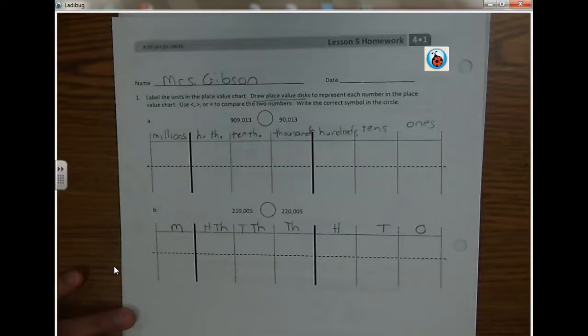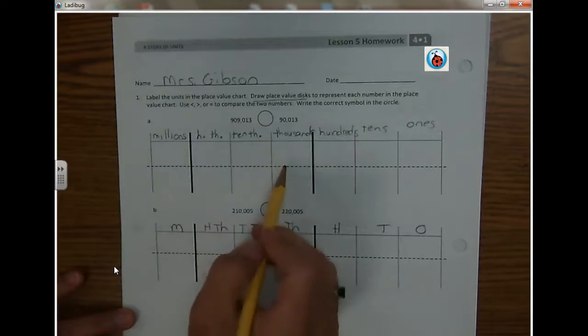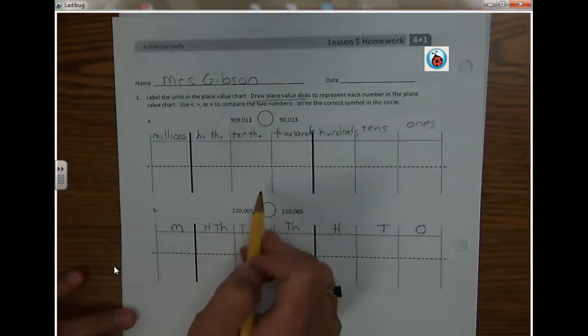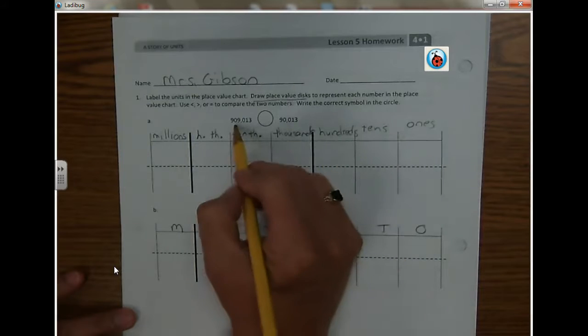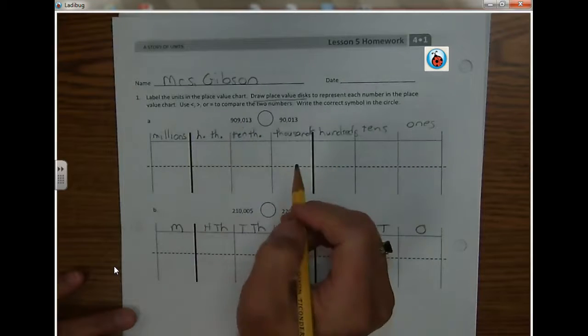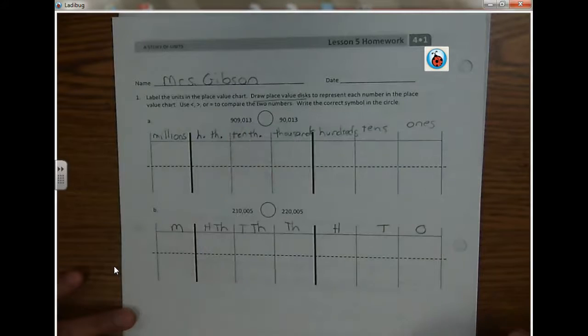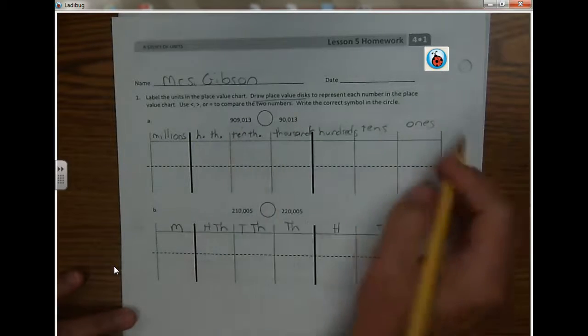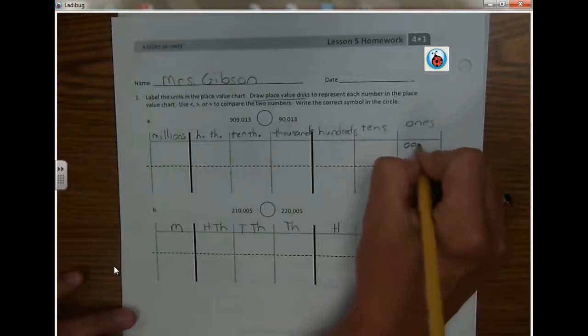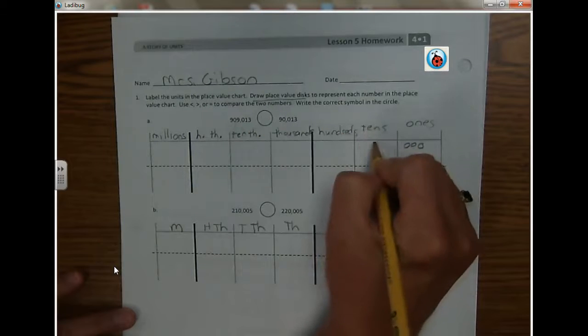So, we're going to draw a place value disc. They've already divided these up for us. So we're going to put the first one in the top half and the second one in the bottom half. So 909,013 is how we read this number. I'm going to start with my ones. I have 3 ones. I have 1 ten.